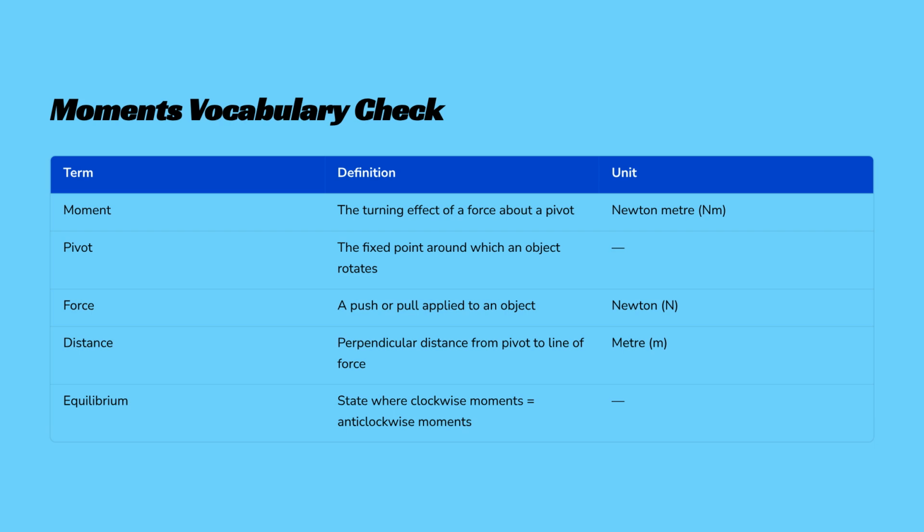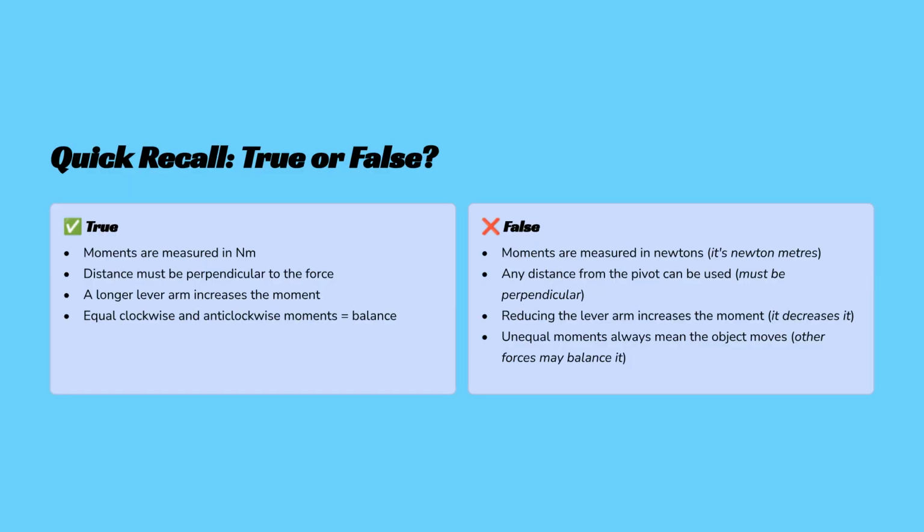Here is a quick vocabulary review. A moment is the turning effect of a force in Newton meters. The pivot is the fixed point of rotation. Force is measured in newtons, and distance must be perpendicular to the force. Test your knowledge with these true or false statements. Remember, moments are in Newton meters, distance must be perpendicular, and a longer lever arm always increases the moment.